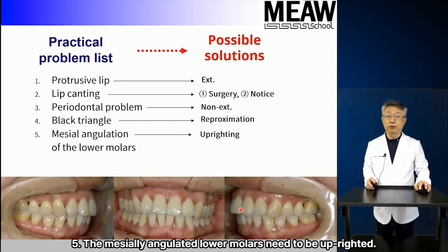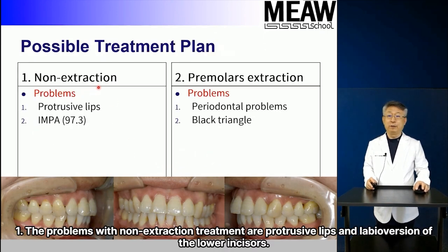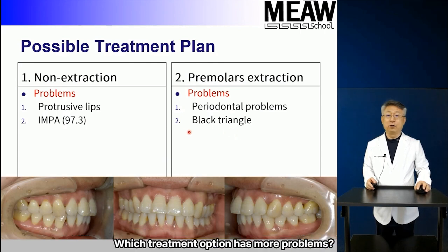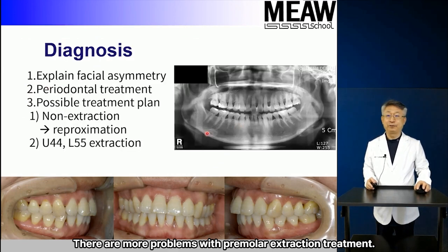5. The mesially angulated lower molars need to be uprighted, so is it better to extract or not? 1. The problems with non-extraction treatment are protrusive lips and labioversion of the lower incisors. 2. The problem with premolar extraction treatment is deterioration of periodontal problems and black triangle. Which treatment option has more problems? There are more problems with premolar extraction treatment.